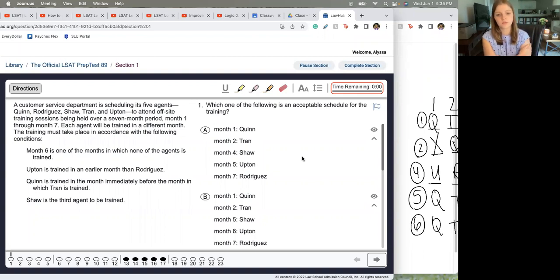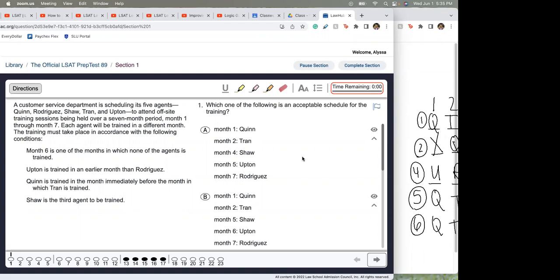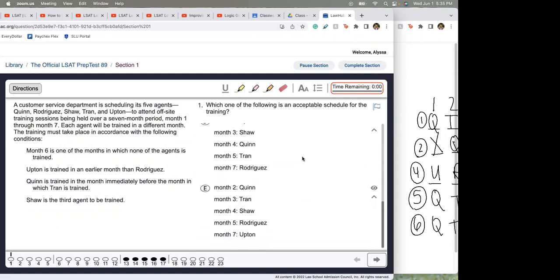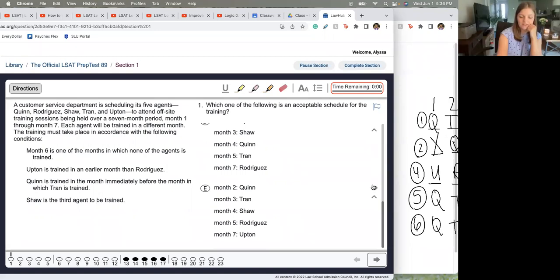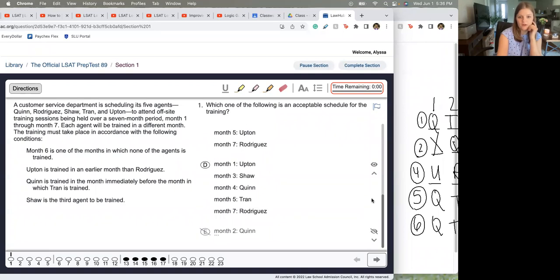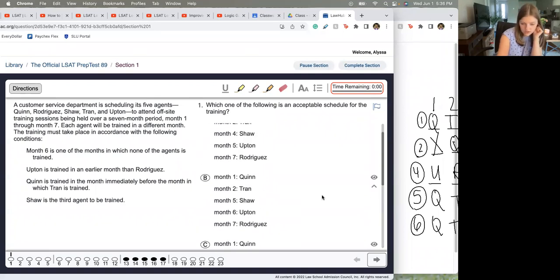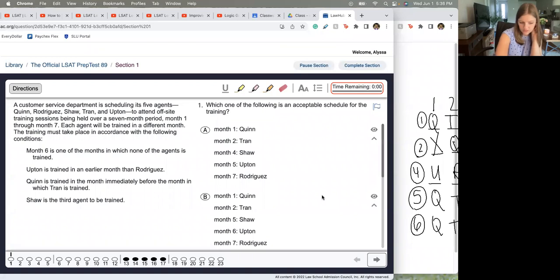Does anyone have an answer choice that they like, that they're stuck between, that they hate? We can eliminate E off the bat because they have U last, after R. Yeah, that violates one of our rules. U has to go before R. It's a good catch. Any other answer choices that we can eliminate or that we're stuck between?